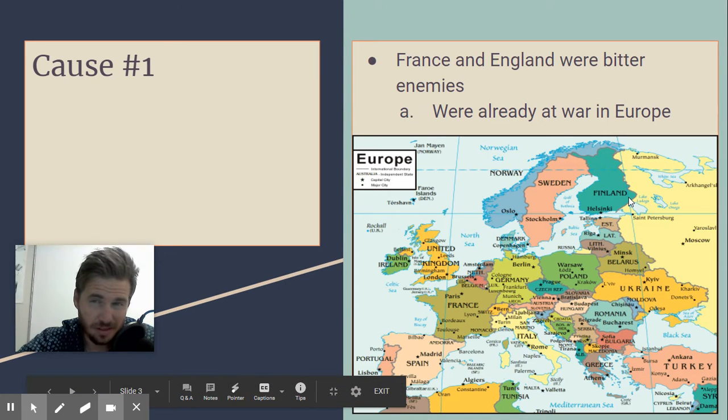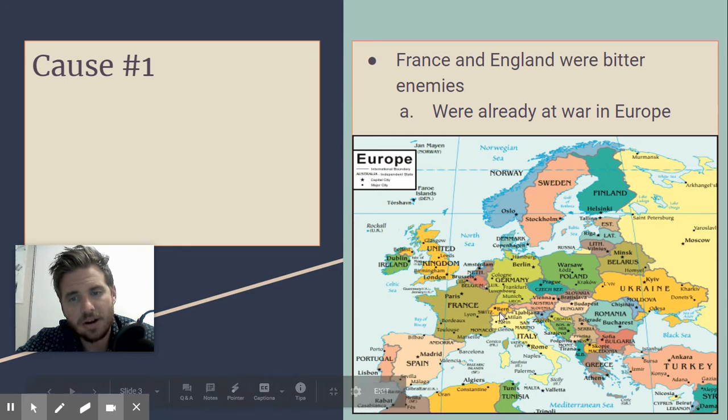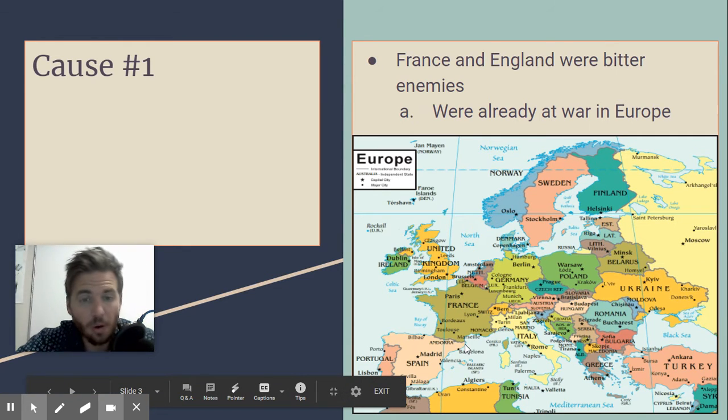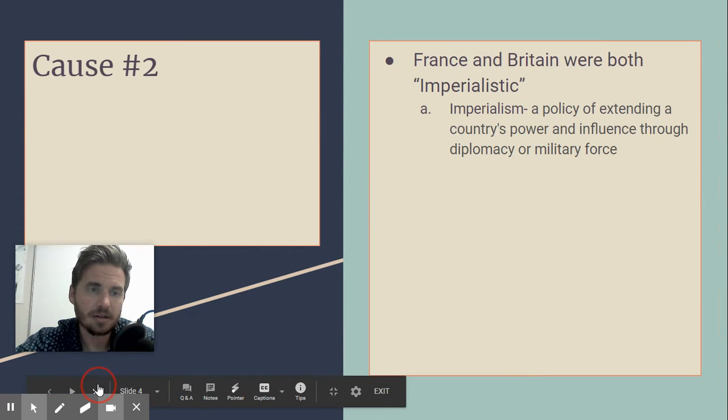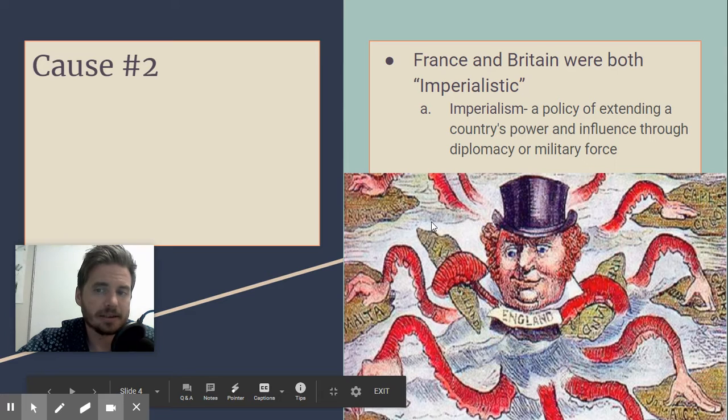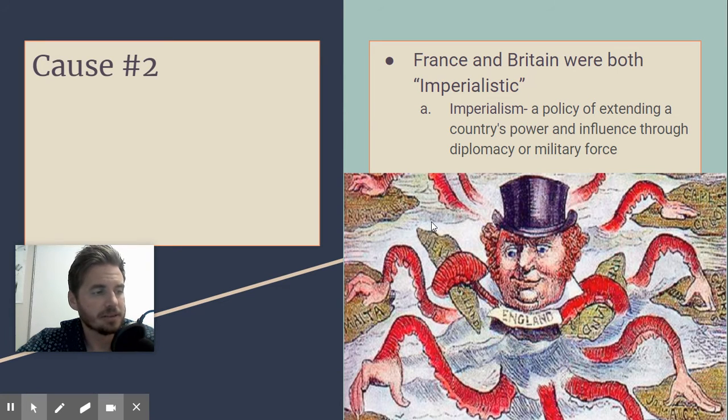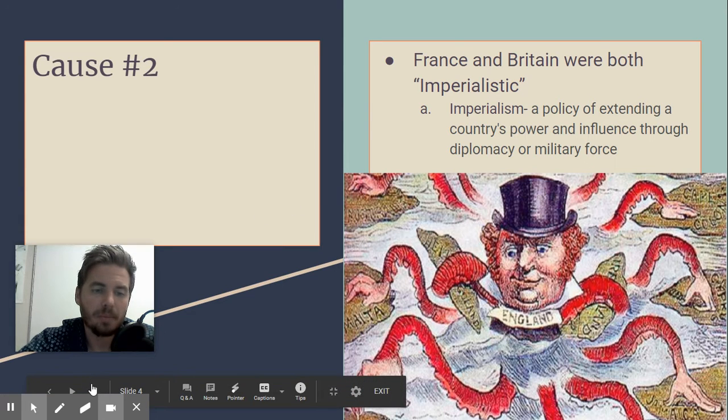First cause, we already said that France and England are bitter enemies. A lot of that has to do with the fact that they are in very close proximity to each other. They're already at war in Europe, and now they are also at war in North America. Cause number two, both were imperialistic, meaning they are trying to stretch their boundaries or territory, gain new territory, and extend their country's power. So they both have common goals.